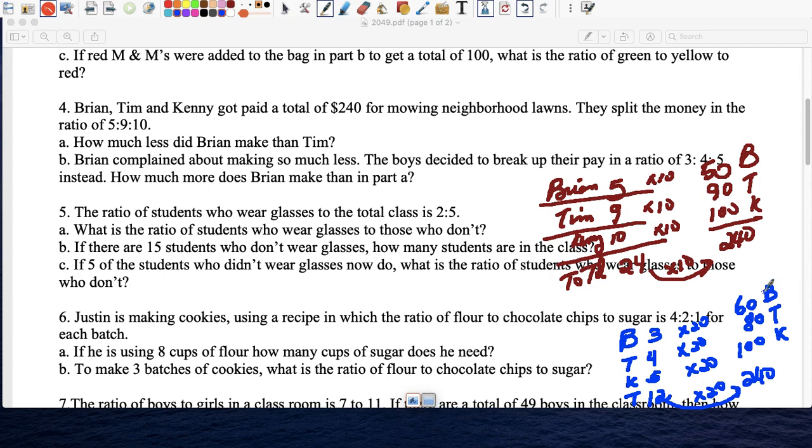What's the question? How much more does he make than part A? Well, before he was making 10. Now he's making 60, so $10 more. Not much, but still better than nothing.